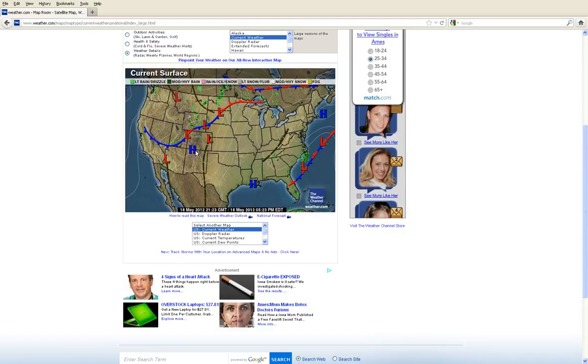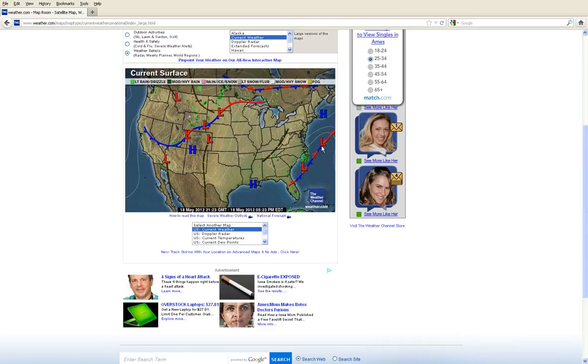The H's on here stand for high pressure. These are areas of higher surface pressure. You'll also see these lines. We talked a little bit about this in a previous video. This is what we call a warm front. And notice the semicircles around the warm front. That indicates the direction. So this particular warm front is moving to the northwest.